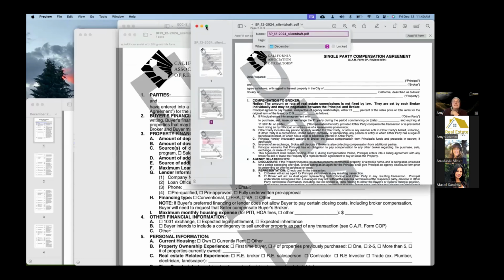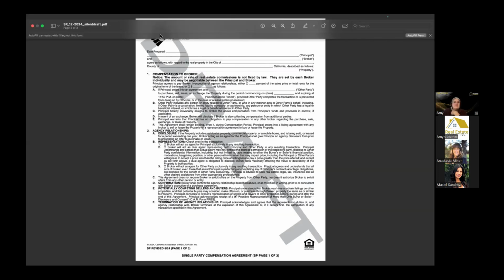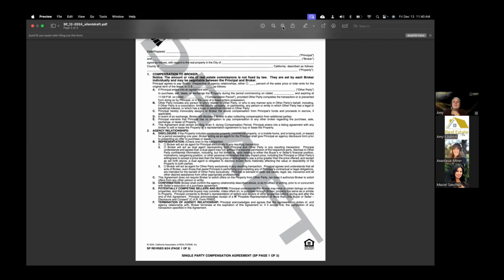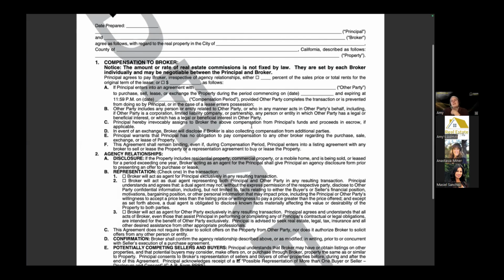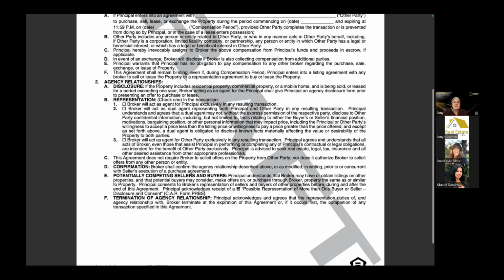The next one is the single party compensation. So this is in a transaction where maybe you don't represent the seller. Maybe you have a buyer that you have a BRBC in place with, and the seller says, you're not going to represent me, but you could pay or whatever. So it's single party, only one party is compensating. This is principal agrees to pay broker, irrespective of agency relationships, a percentage. We can go back over these.